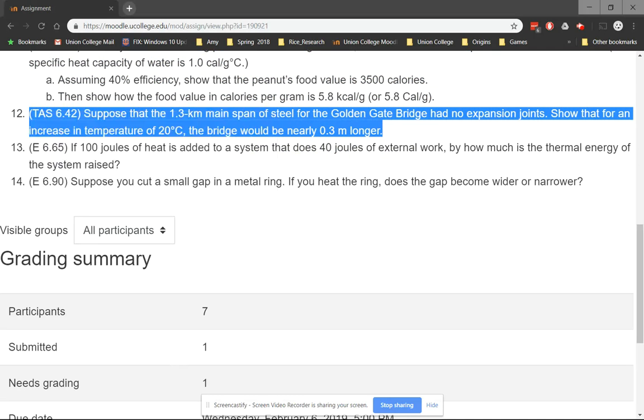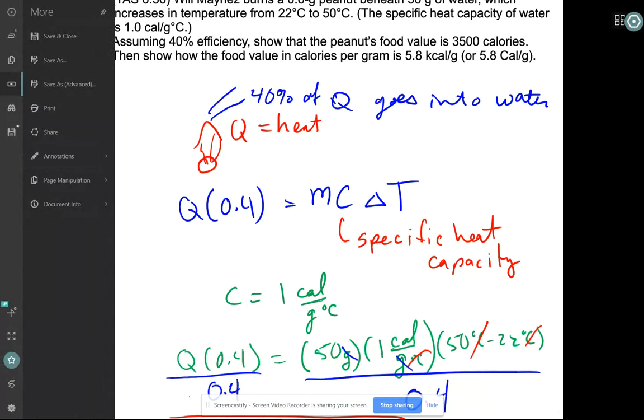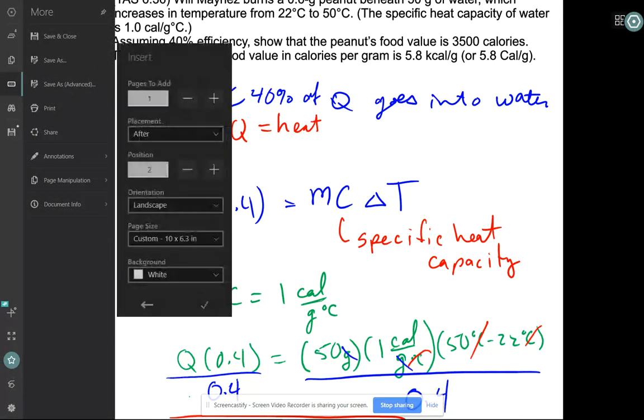copy that. Go back to here, create a new page. Page manipulation, insert.